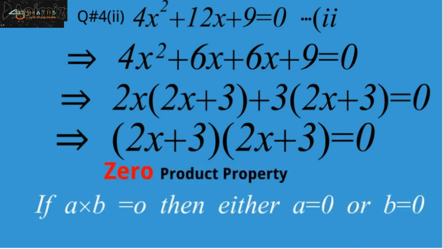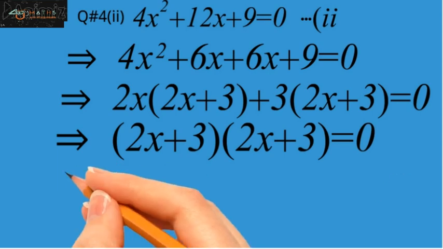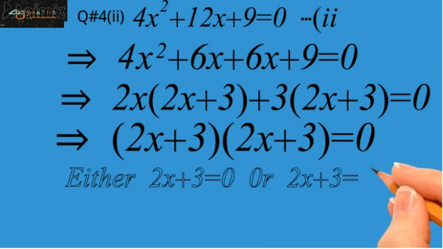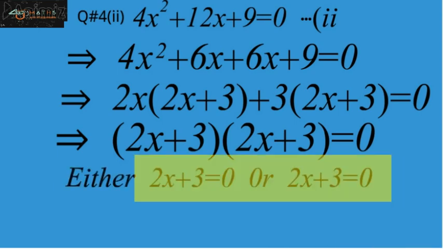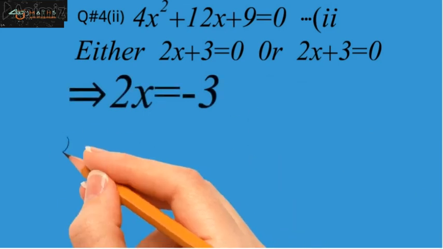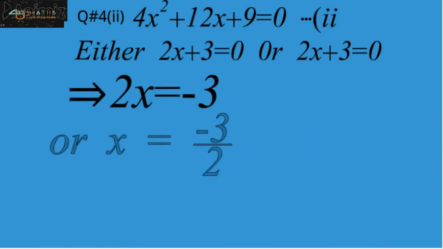Now by zero product property, we have either of the factors equal to 0. That is 2x plus 3 is equal to 0 or 2x plus 3 is equal to 0. Now these are linear equations and we can easily solve them. That is, we have 2x is equal to minus 3, or x is equal to minus 3 divided by 2. The second equation also gives the same root, that is minus 3 divided by 2. Hence, this verifies the statement that the roots are real.